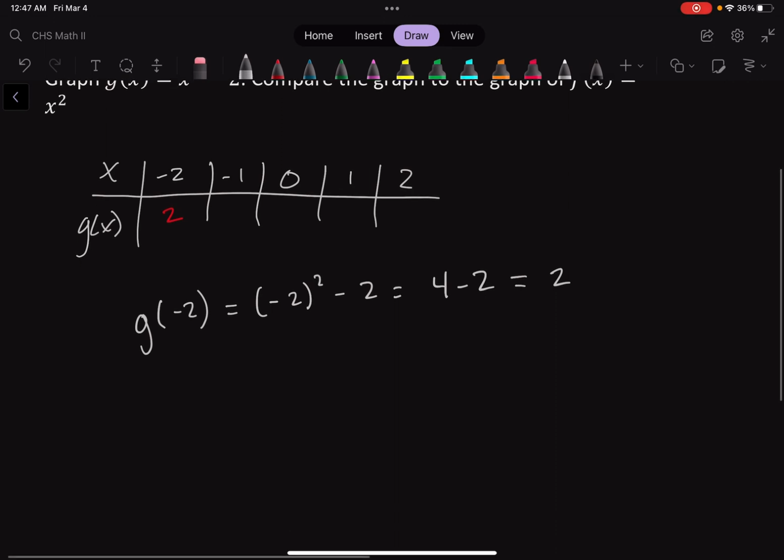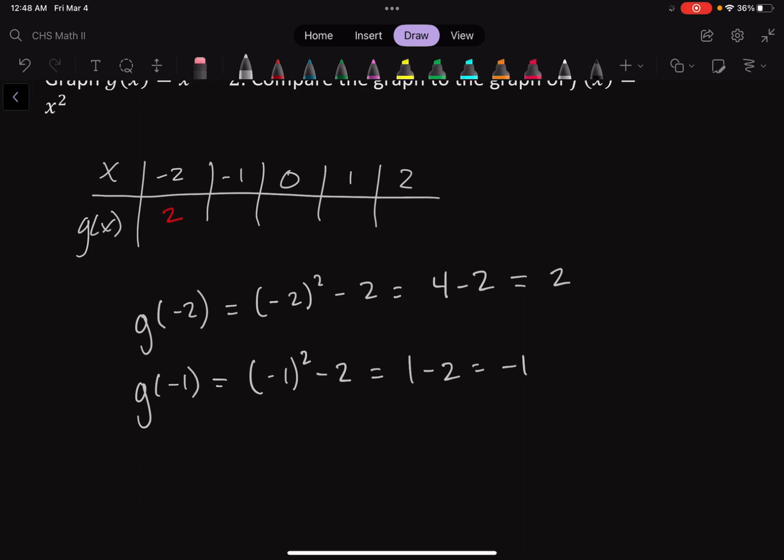Then we're going to do g of -1. I'm just going to, again, plug that right in. So we have -1 squared minus 2. -1 squared is going to be +1 minus 2, which is going to be -1. So in our table, we're going to write -1.